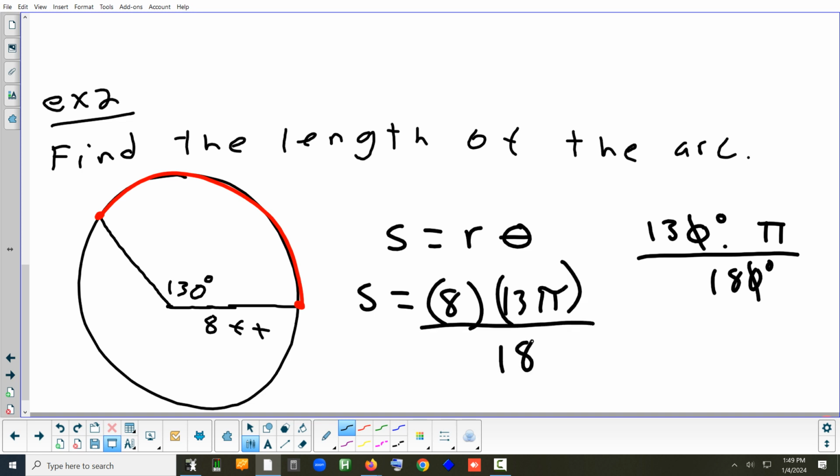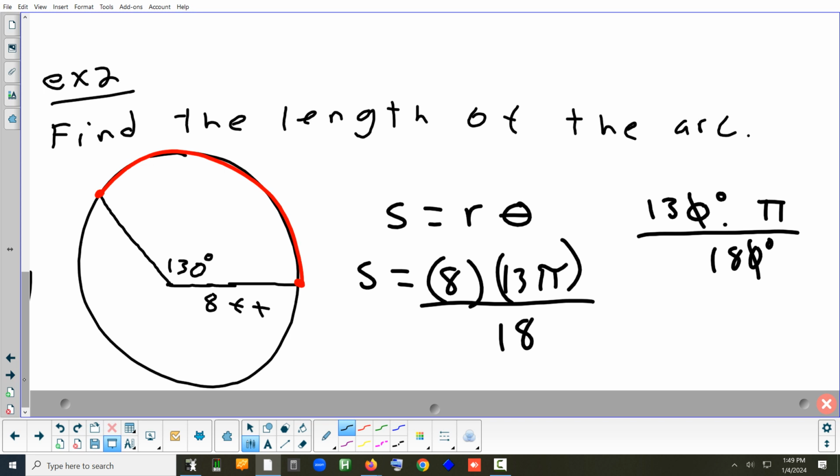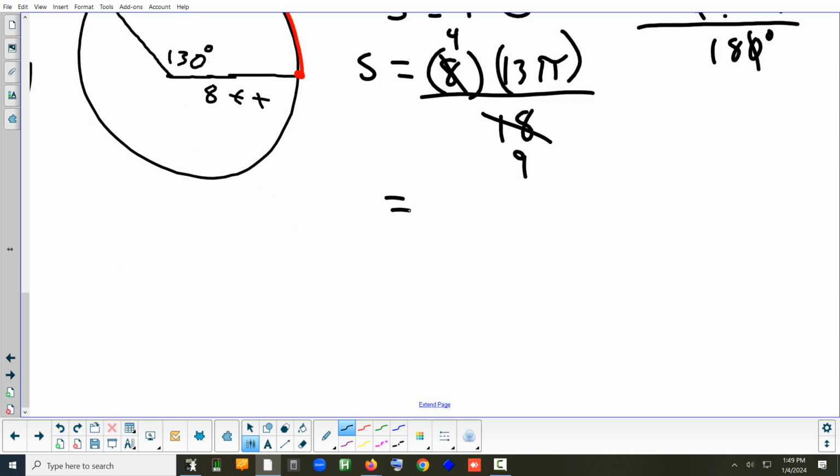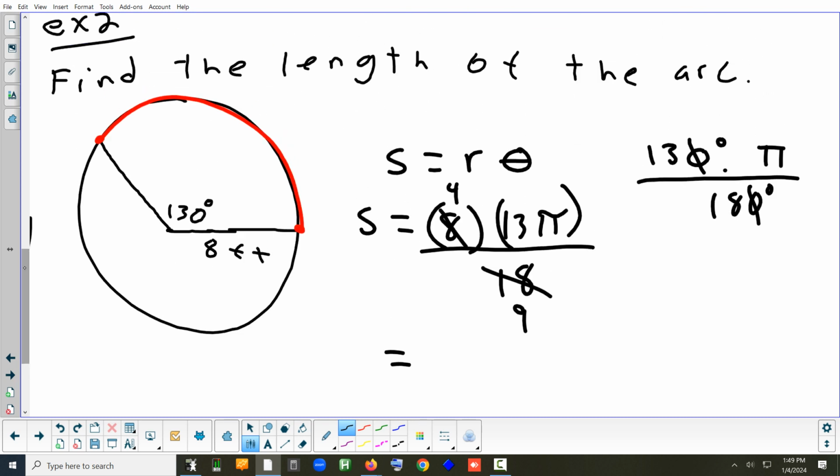Okay. So now we can reduce a little bit. What goes into both 8 and 18? 2. 2 times 4 gives me 8, and 2 times 9 gives me 18. So the length of the arc as an exact answer. What's 4 times 13 pi?